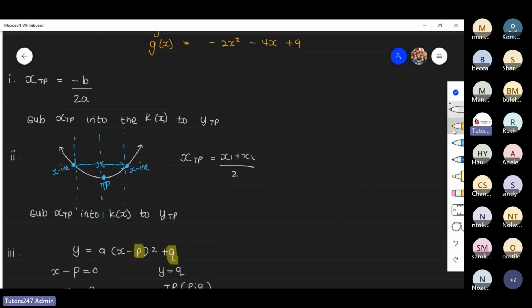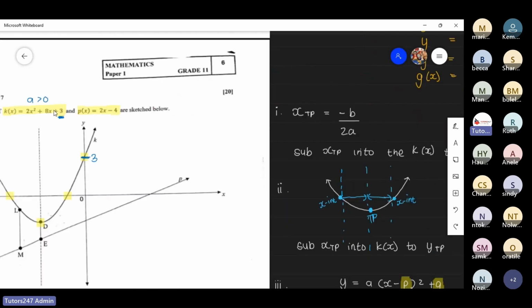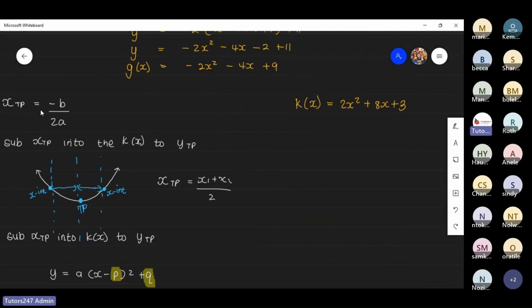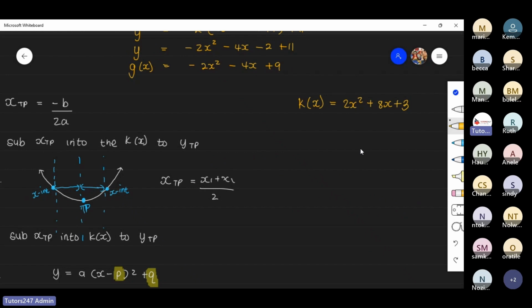So method 1, we've got our formula. Before we use our formula, let's write out our function. Our function is 2x squared plus, I believe it was 8x plus 3. We'll double check in a moment. Yes, it is 8x plus 3. Now that we have our function, let us identify our value of a, which is 2, and our value of b, which is 8. Now we can use our formula.